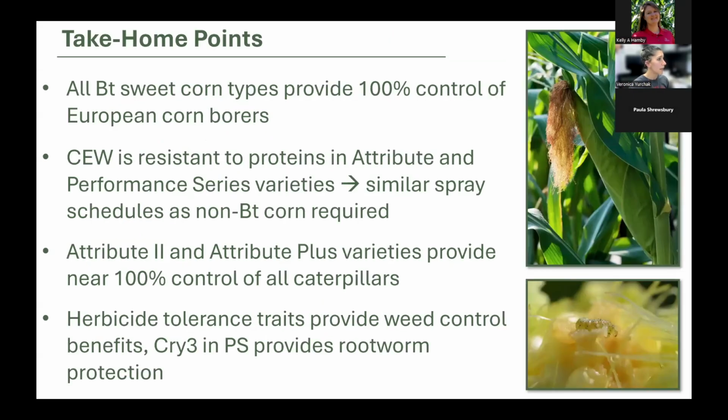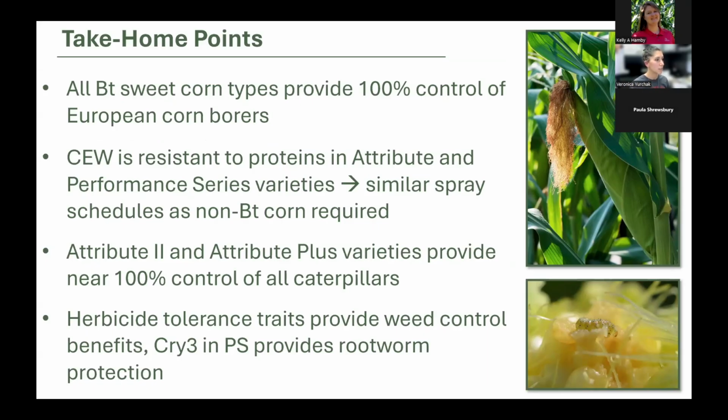Just some take-home points. All the BT sweet corn types or trait stacks provide very good control of European corn borers. Corn earworm is resistant to the proteins in the Attribute and the Performance Series varieties. So it's only those Attribute 2 and Attribute Plus varieties that give you very good earworm control.